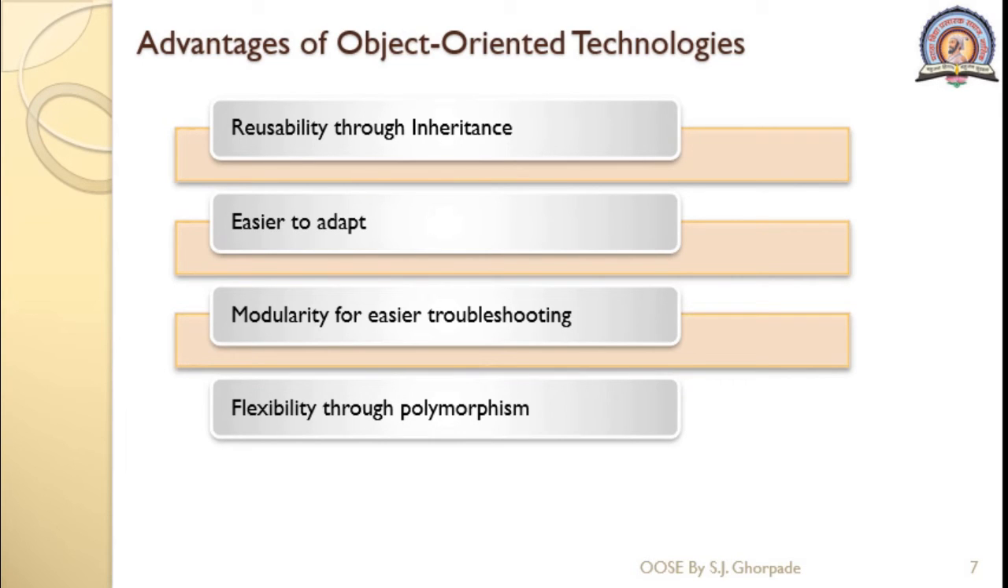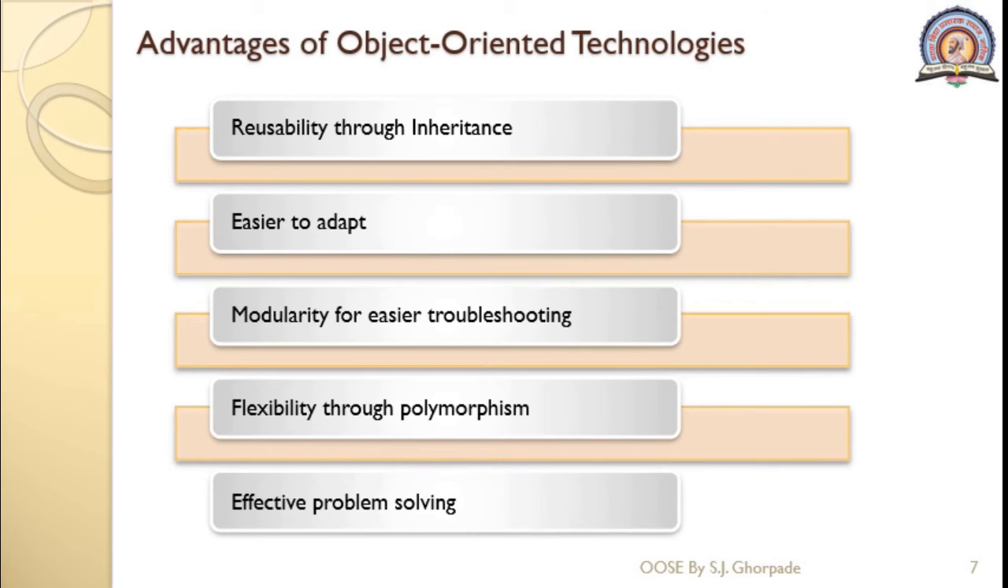Flexibility through polymorphism. Polymorphism is one of the striking features of object oriented technology. Here we define a general method in a superclass or parent class, and as per the flexibility we can use that function in the respective child classes. So a more flexible approach is achieved through polymorphism. Then effective problem solving techniques are present with object oriented technology. Most of the problem domain could be resolved by applying these technologies.